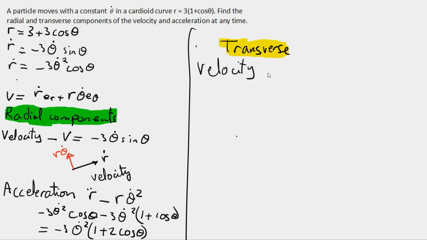Now for the velocity in the transverse, it's basically the r theta dot, where r is 3 plus 3 cos theta. All I have to do is just multiply that by theta dot, and I will get the transverse.